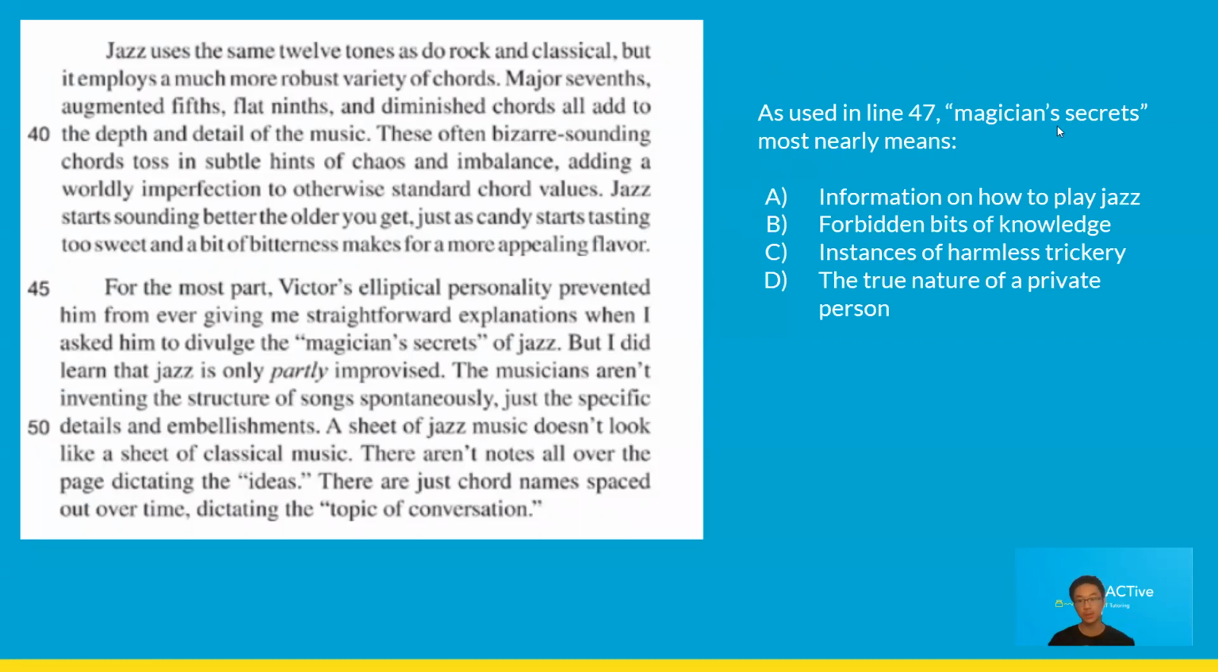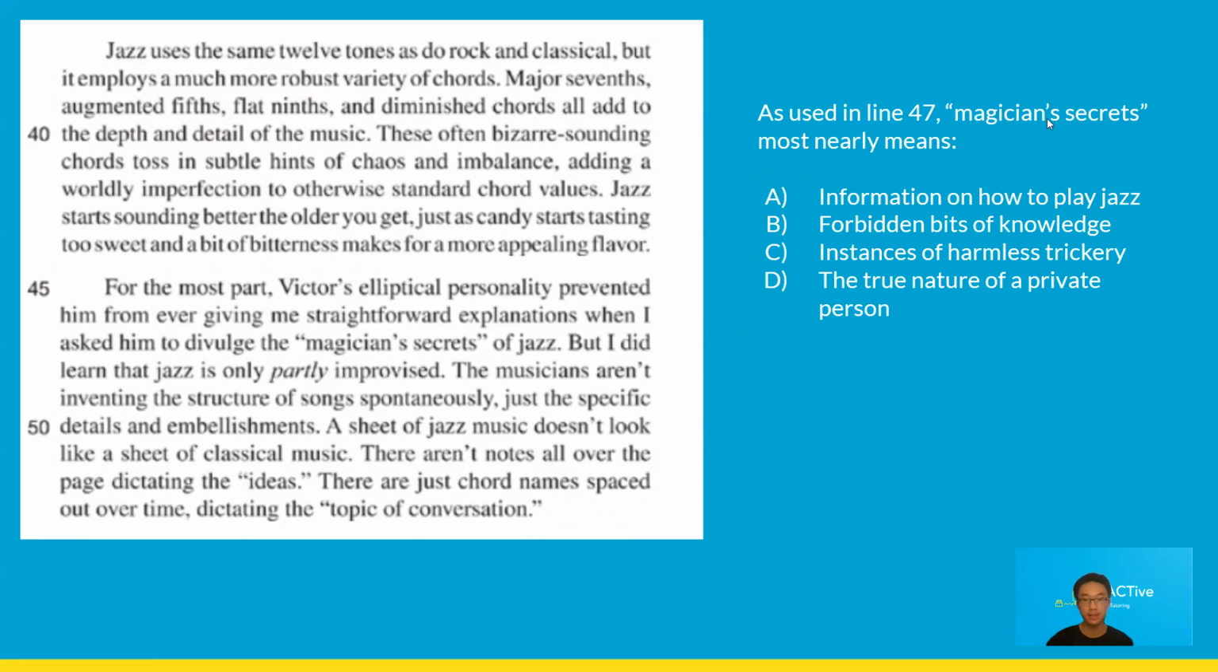So as used in line 47, magician's secrets. Sometimes on the ACT, they ask you about a specific phrase instead of a singular word, and you still approach the problem the same way. You try and find what that phrase means in the context of this passage. So the answer choice is A, information on how to play jazz, B, forbidden bits of knowledge, C, instances of harmless trickery, or D, the true nature of a private person.